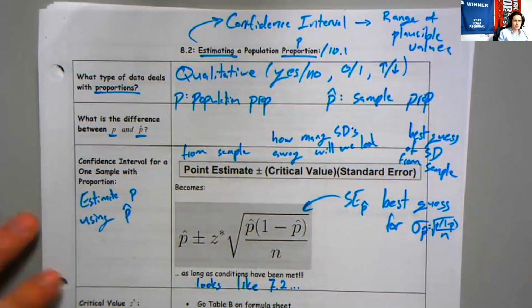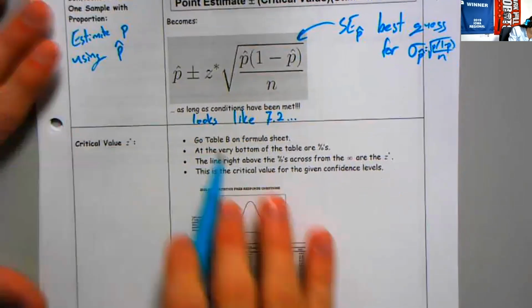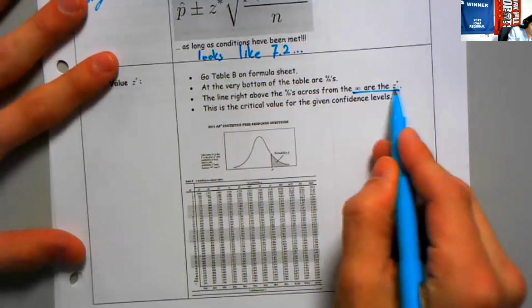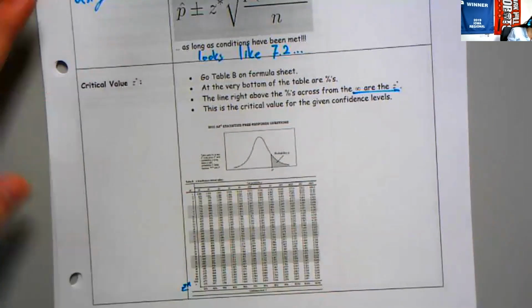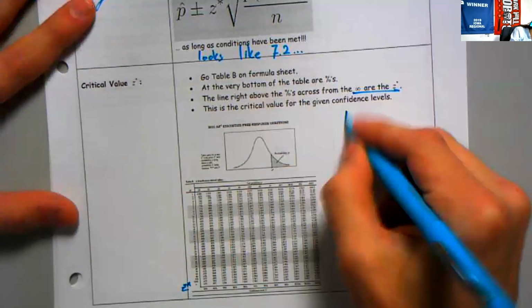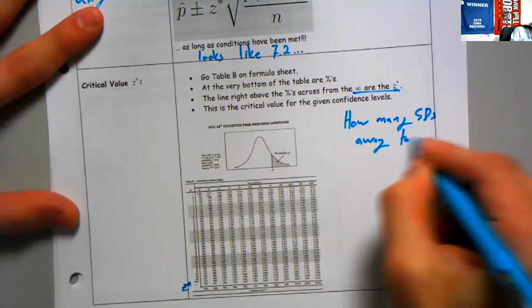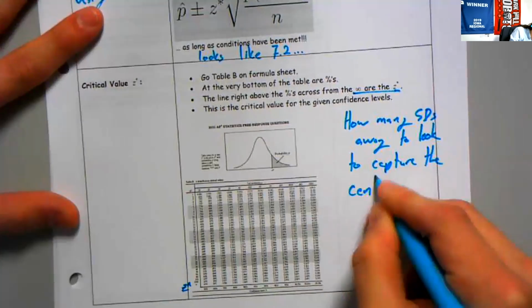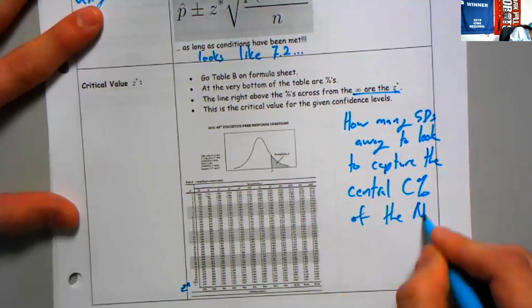So we need to figure out, okay, where do these critical values come from? That kind of sounds like a pain to find. For these critical values, go to table B on your formula sheet, go to the very bottom. I'll zoom in on this in a moment. Go to the infinity row, and this is the one time you're allowed to write something on your notes. Down by that infinity, you can put a little Z star. And the idea here is this is, once again, how many standard deviations away to look to capture the central whatever percent of the normal distribution.